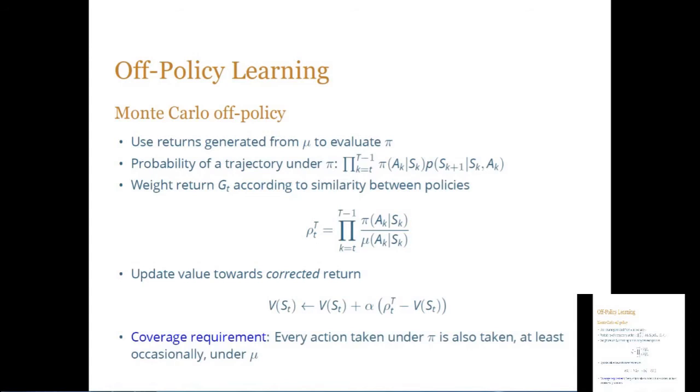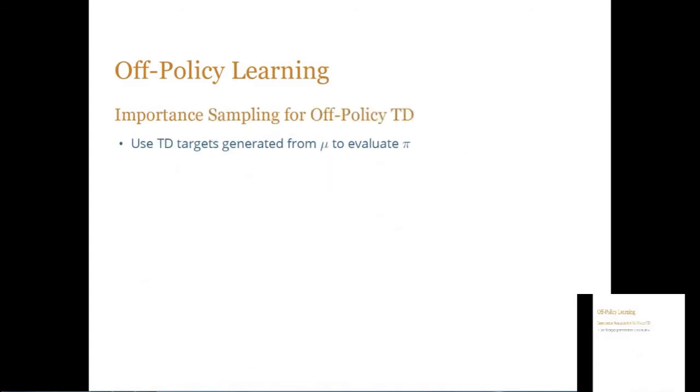Okay. And the idea here is that there's a requirement for this to work, which is called the coverage condition. Every action taken by the target policy that we want to approximate has to be visited at least occasionally under our behavior policy. And this is actually a very strong assumption. It tells you that basically your behavior policy needs to be like the optimal policy. And this is a circular argument.